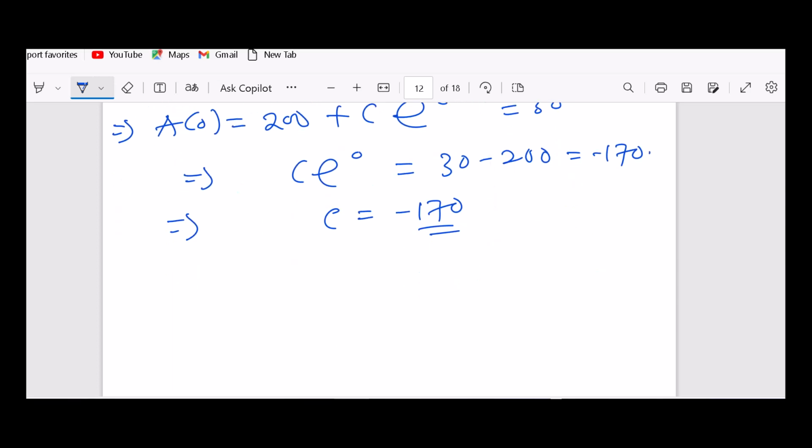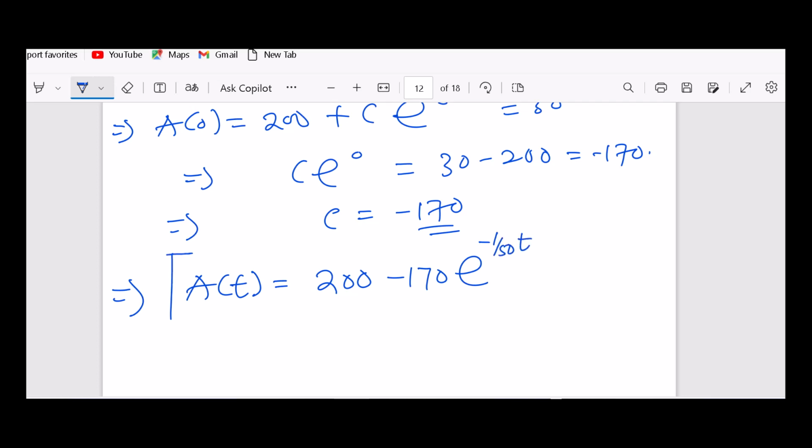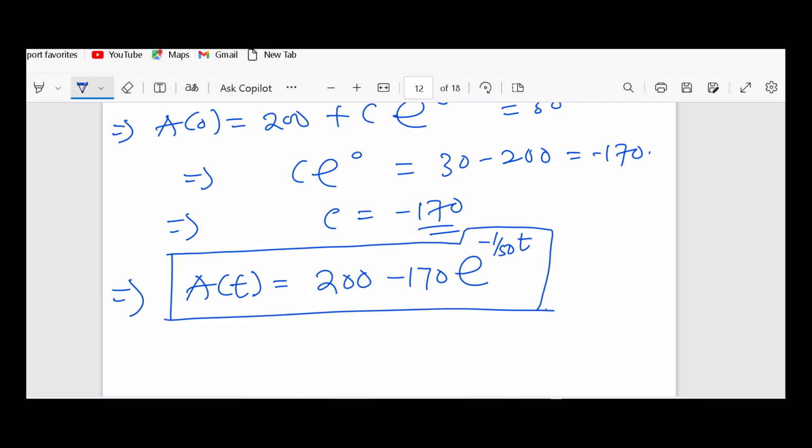So we then rewrite our function. A of t is equal to 200 minus 170 e power negative 1 over 50 t. This is our model for the problem. So now we've got the solution. This is the A part of the solution. They said we should find the amount A of t at any time t. Okay.